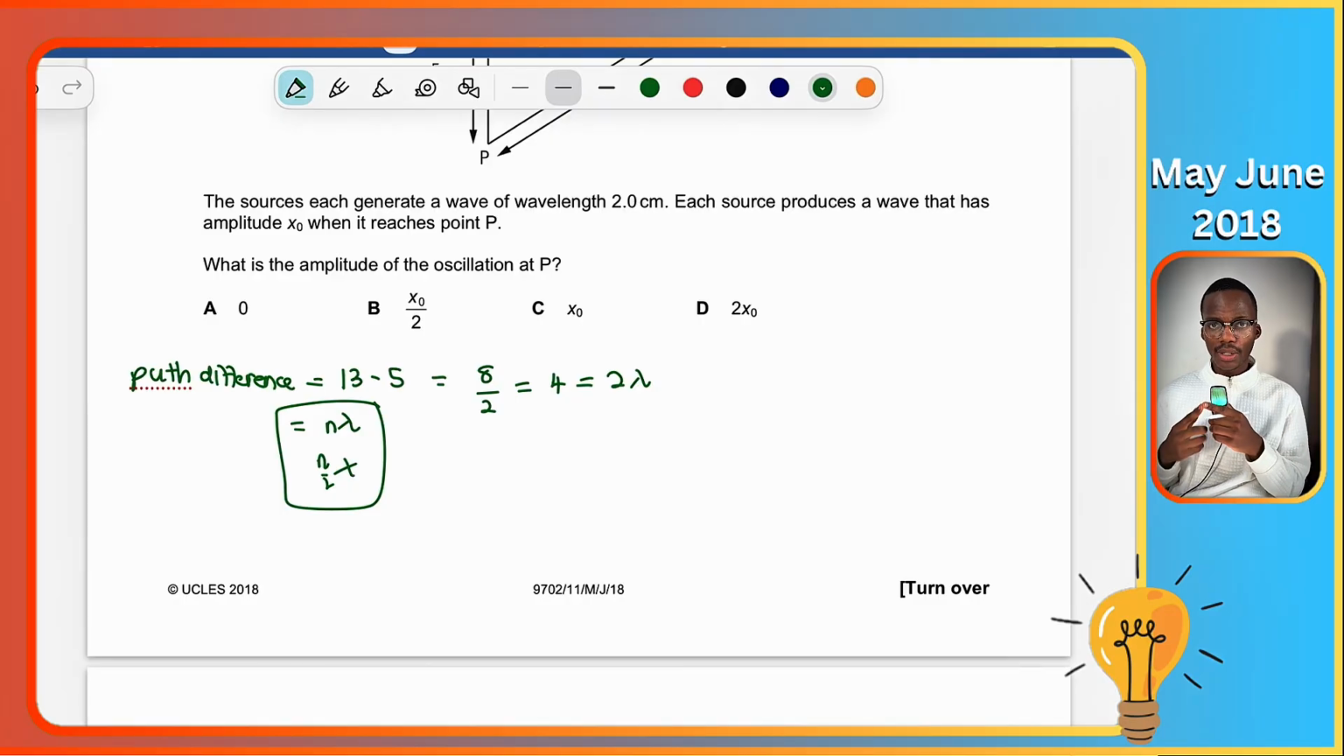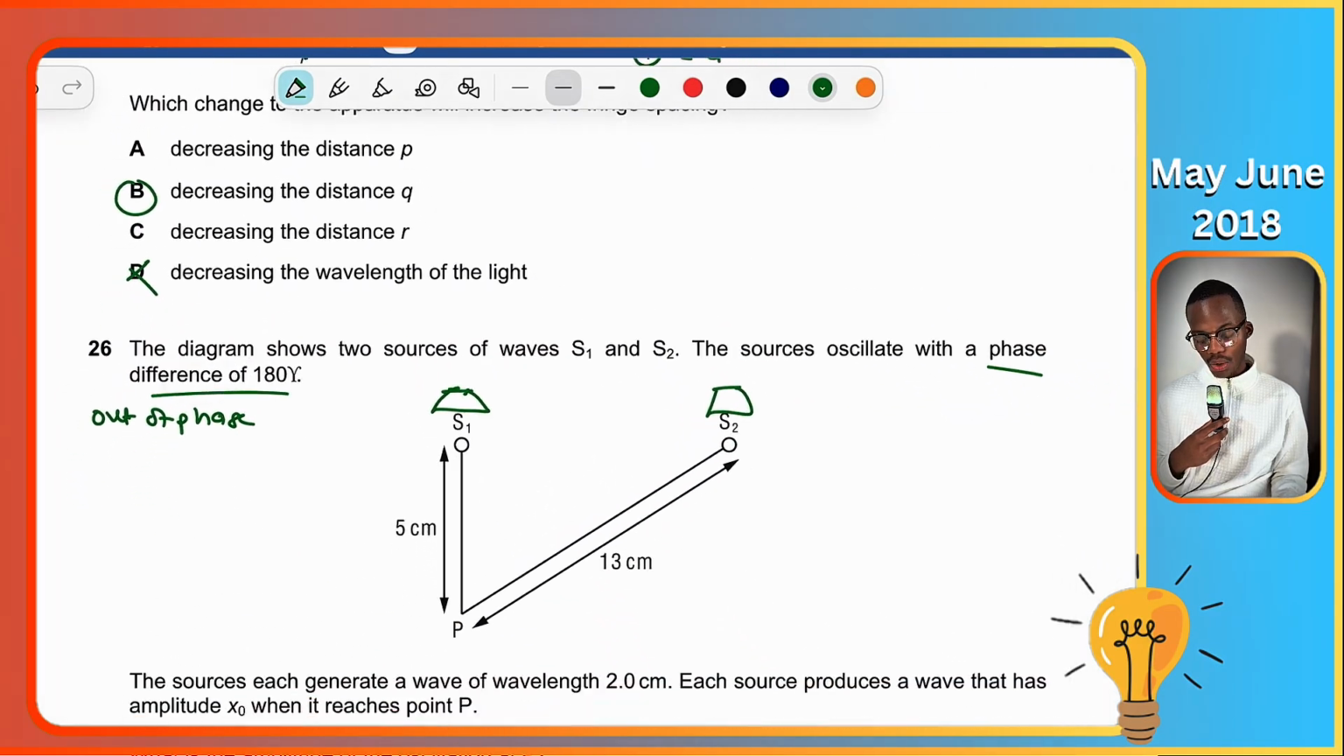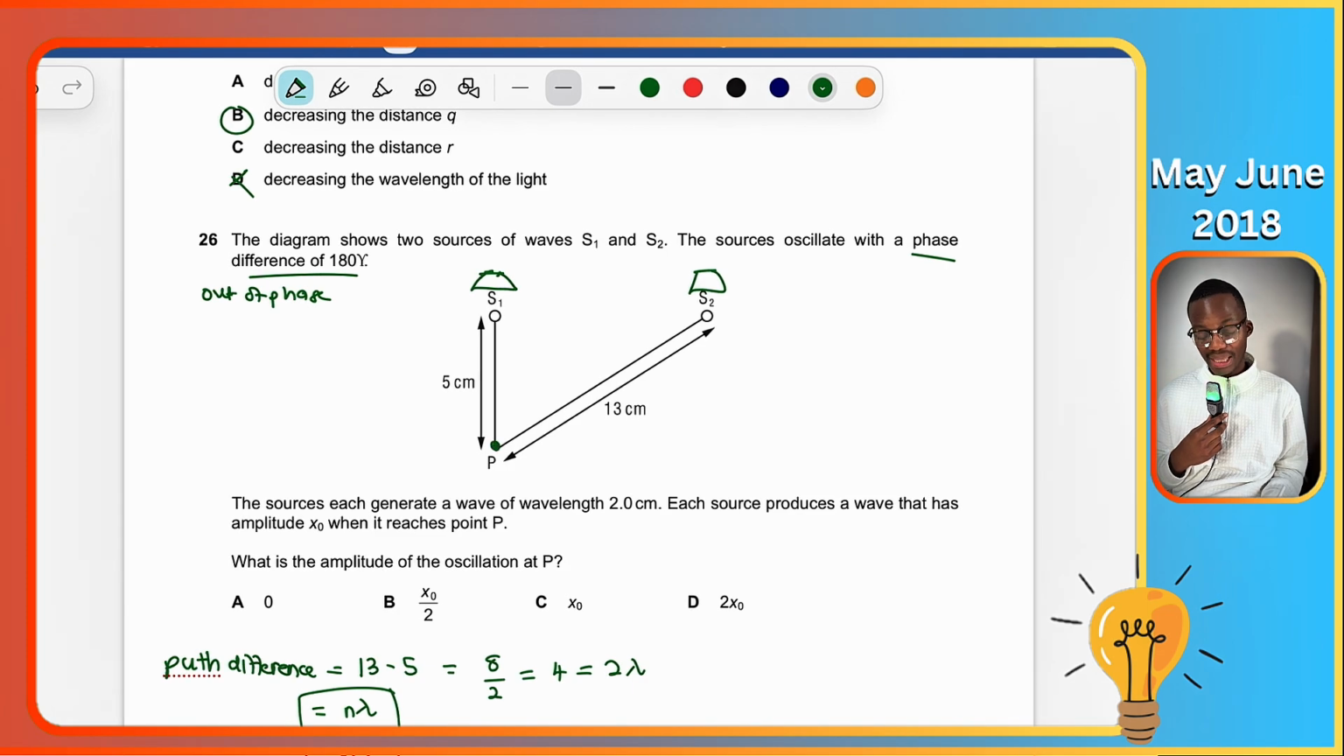If they arrive in phase, they're going to add up together and have constructive interference. But because they are oscillating out of phase already, they're coming with a phase difference of 180. When they arrive here, they're supposed to be in phase, but they're not. They're out of phase. It's sort of the opposite. So this phase difference of 180 reverses whatever you had.